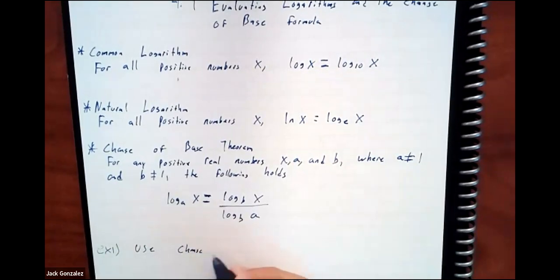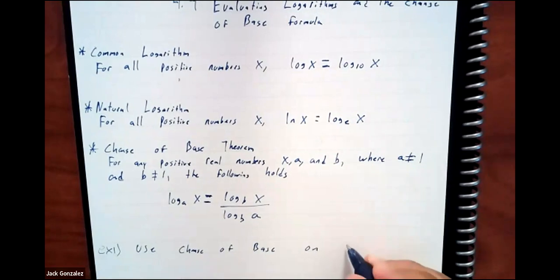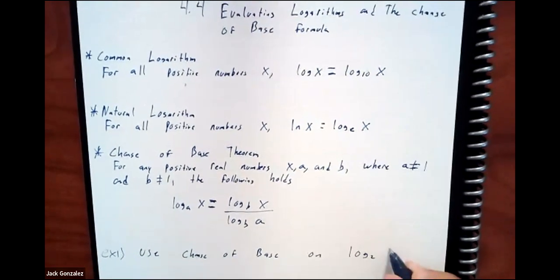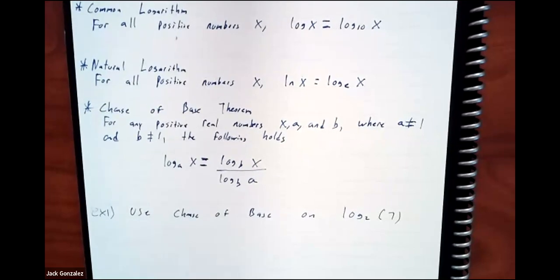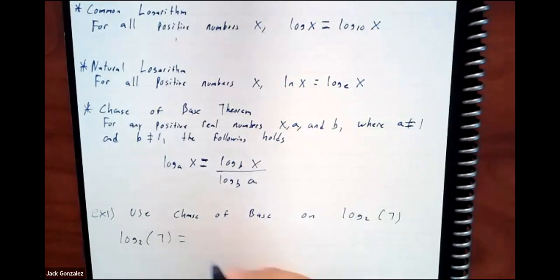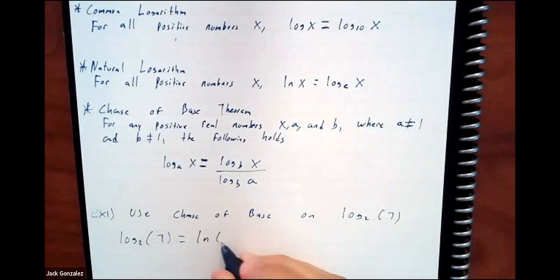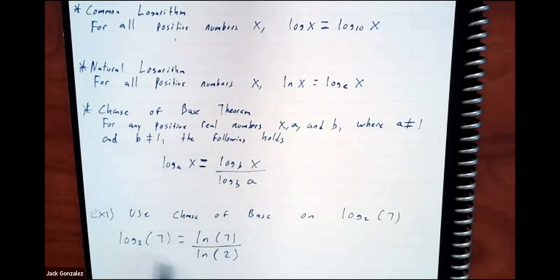Use change of base. On this one, I'm just going to make it up: log 2 of 7. That's not on your calculator unless you have a very fancy calculator. So what you would do is change log 2 of 7 into a log of your choice. I'm going to choose ln just because I like it. My favorite log. It doesn't matter though. So the argument goes here, the base goes there. And at this point, you would use your calculator.